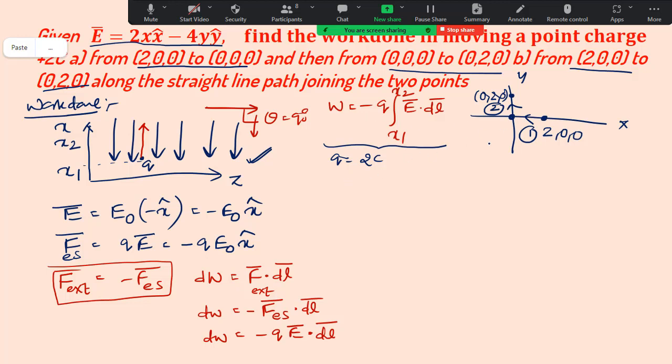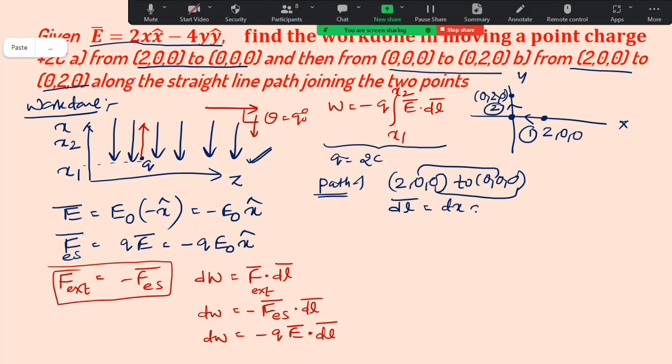So now we have two paths. I'm taking path 1 first. We can calculate the work as per the pathways. In path 1 we are moving the charge from (2,0,0) to (0,0,0). If you observe, there is no change in the y coordinate and no change in the z coordinate. There is change only in the x coordinate. That means dl bar is simply dx x cap. Change is occurring in the x direction only. That is the meaning of this.